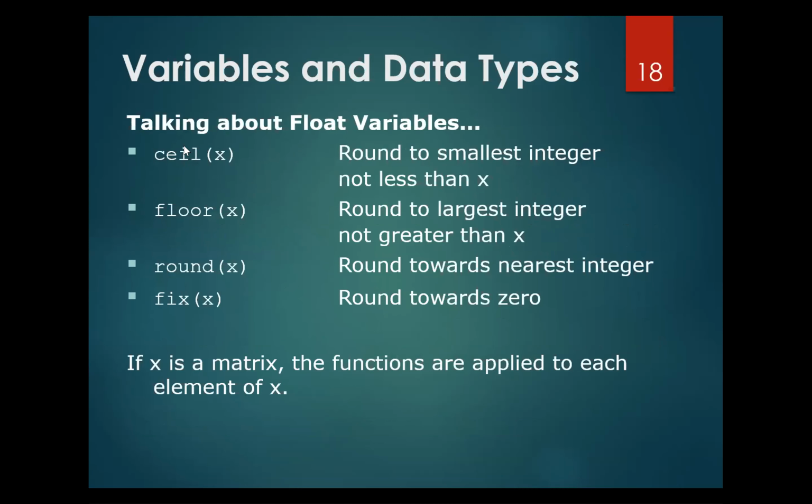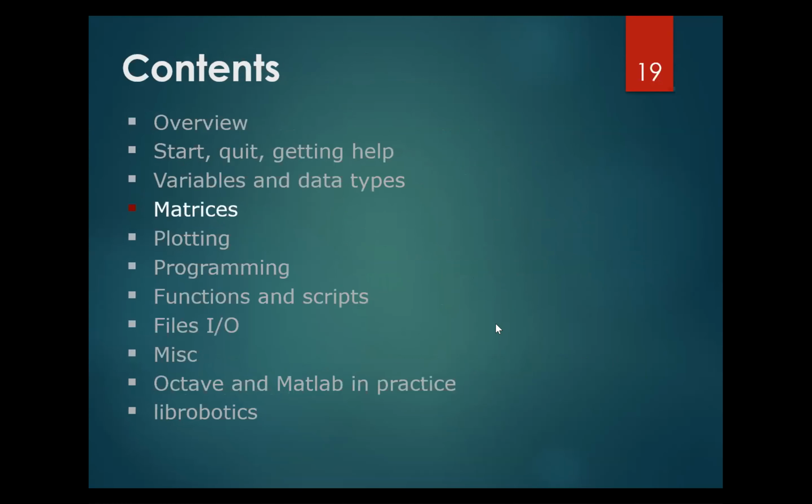And then these are also some commands or functions, inbuilt functions. We have the ceil, we have the floor, we have the round. We have already talked about the round. So the ceil will round to the smallest integer, not less than the x that was put there. The floor rounds to the largest integer, not greater than x. And then round, as we have been using, rounds towards the nearest. And then fix rounds towards 0. Now let's get into matrices.